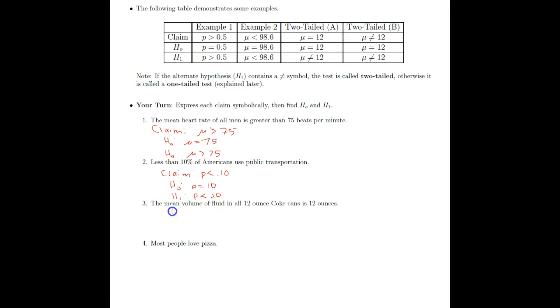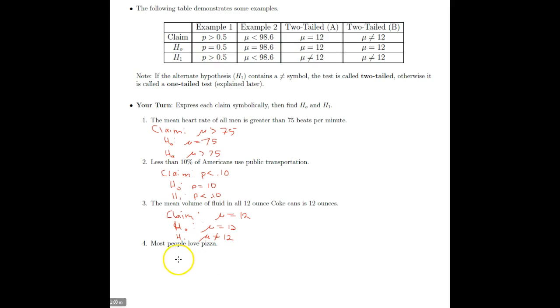All right, 3, our claim. The mean volume of fluid in all 12-ounce cokes is 12 ounces. So that would be that the mean equals 12. Our null hypothesis has to impose equality, so it would be the same thing as our claim, that mu equals 12. And our alternate hypothesis, H sub 1, has to be something different from our null hypothesis, and so it would be that mu does not equal 12 ounces.